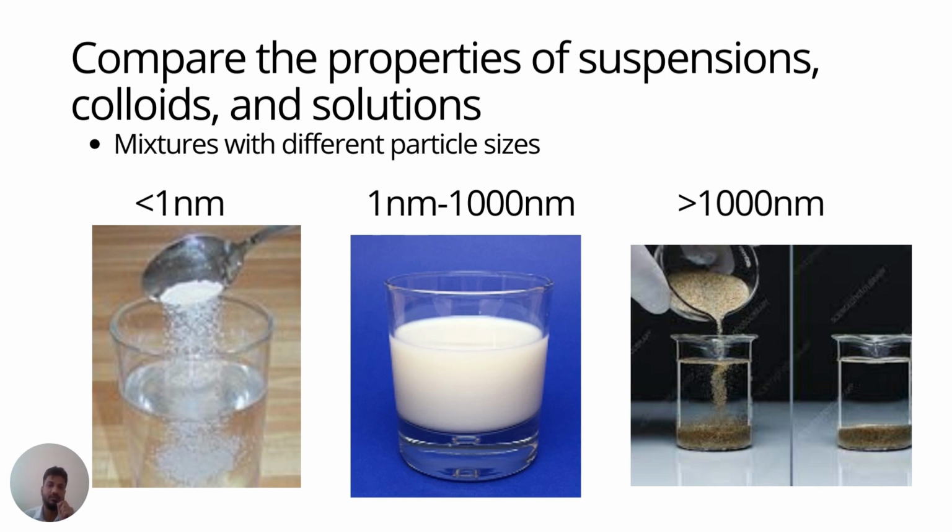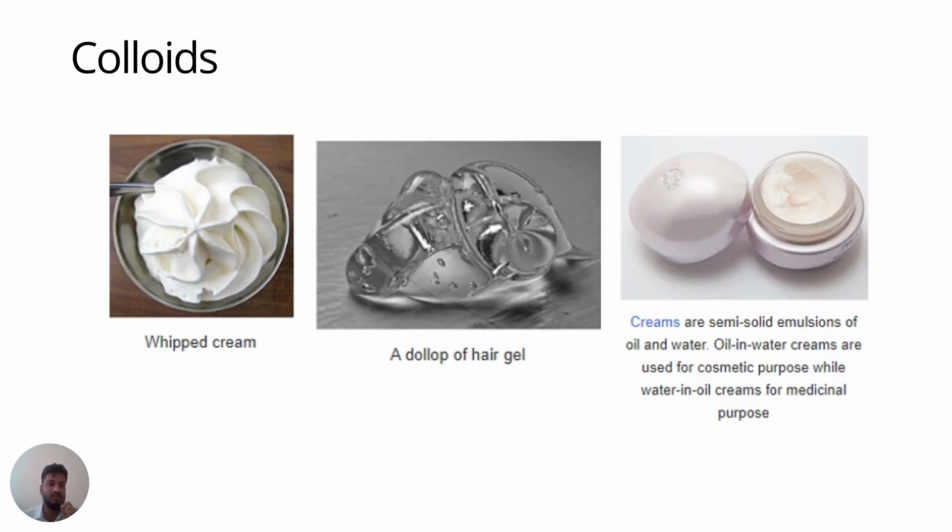And then the third type is a suspension. In a suspension, the particle size is even bigger, so big that it can be seen clearly by our eyes without a microscope. For example, sand in water. When we add sand in water, we get a suspension of sand, and the particle size of sand is more than 1000 nanometers.